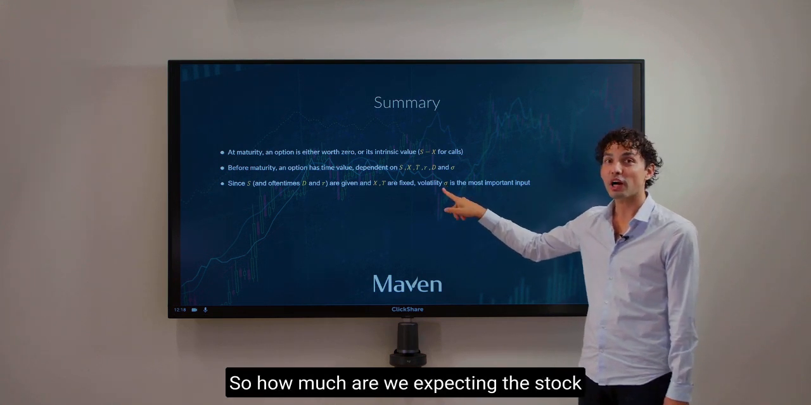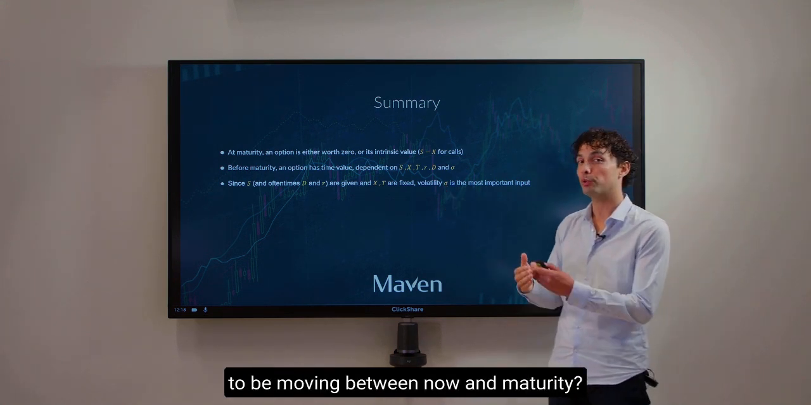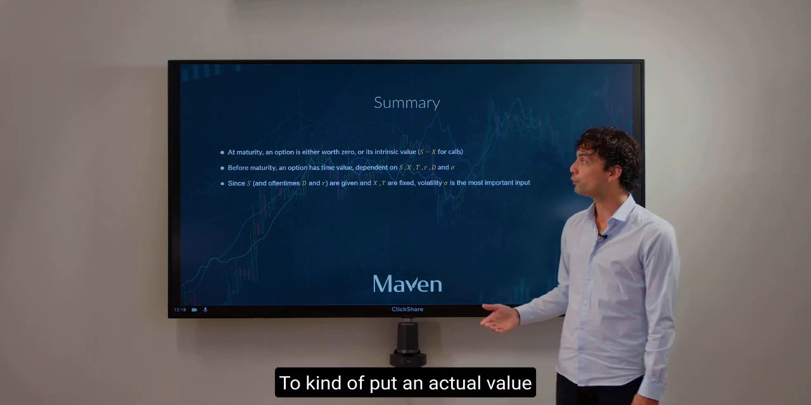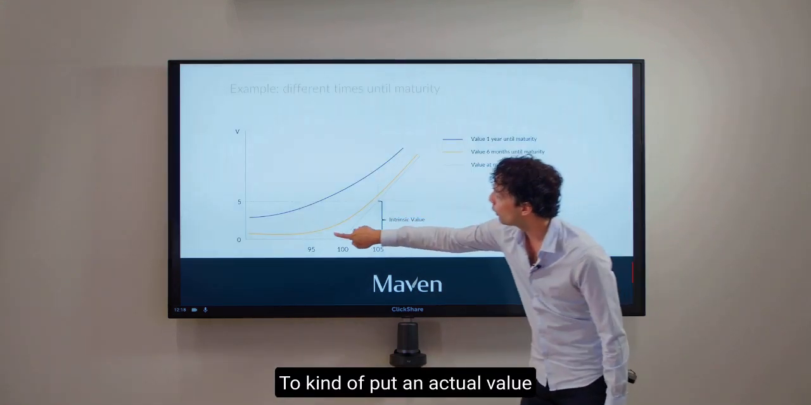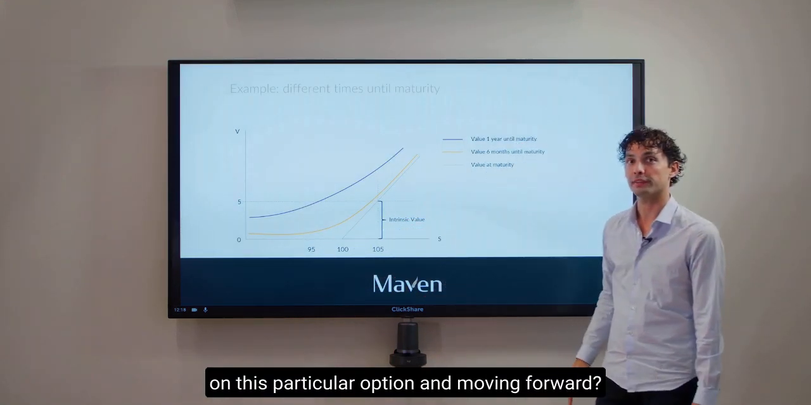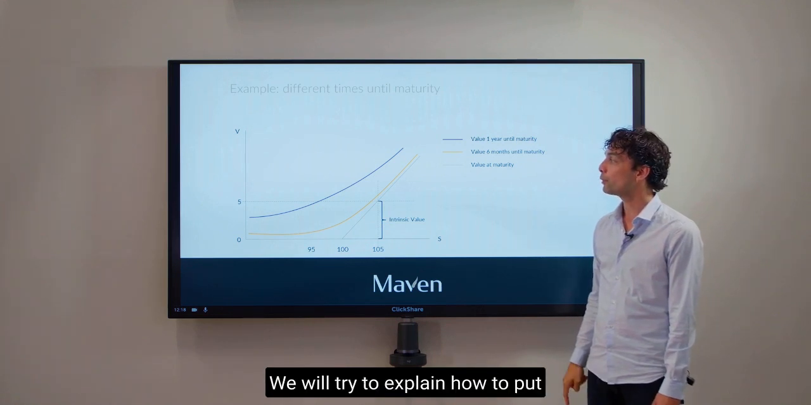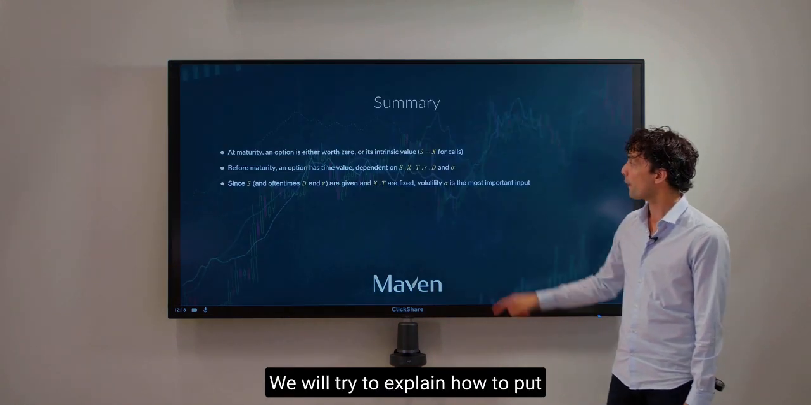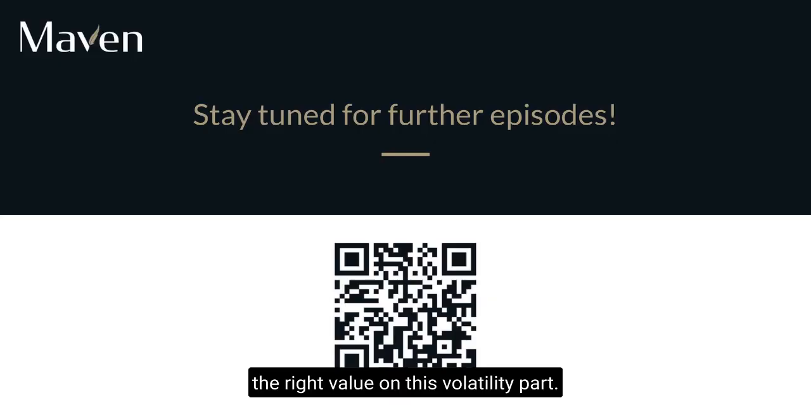So how much are we expecting the stock to be moving between now and maturity to put an actual value on this particular option? And moving forward, we will try to explain how to put a right value on this volatility part.